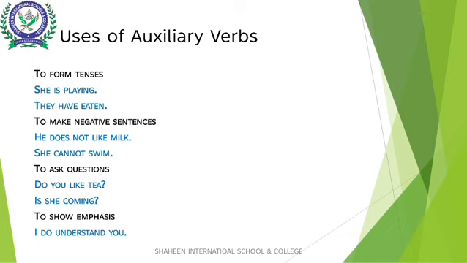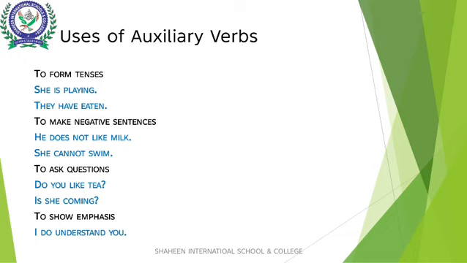The third use of auxiliary verb is to ask a question. Here, do you like a tree? Here, do, the auxiliary verb, is used at the start of the sentence to make it a question. Is she coming? Again, is is the auxiliary verb used at the start of the sentence to make a question.